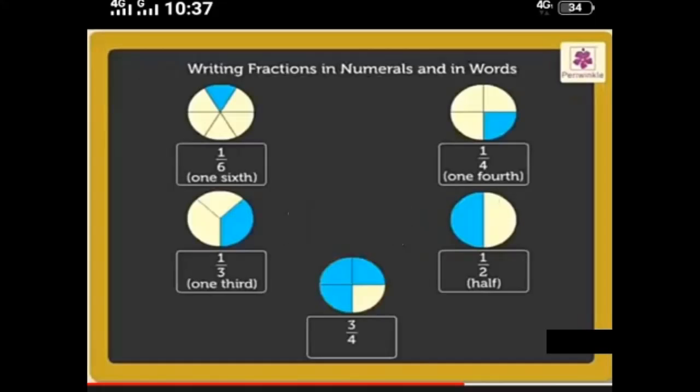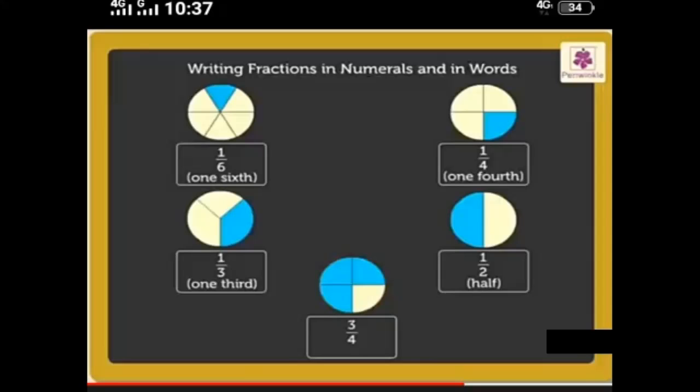Next one, there are common terms in the fraction. Some common terms were already studied in the previous class. How can we write that fraction in words? First, listen to the first point.